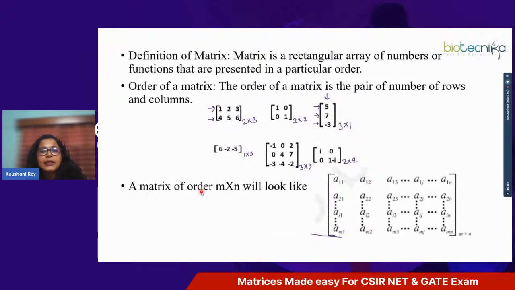Now let us come to this point. See, the order of the matrix we have found out is 3 cross 2. Now what is the number of elements in the matrix? So it is 1 2 3 4 5 6. There are 6 elements, so 3 cross 2 is 6. Next, 1 0 0 1. So there are 4 elements, so 2 cross 2 equals 4. Next, 5 7 3 minus 3. So there are 3 elements, so it is 3 cross 1. Okay.